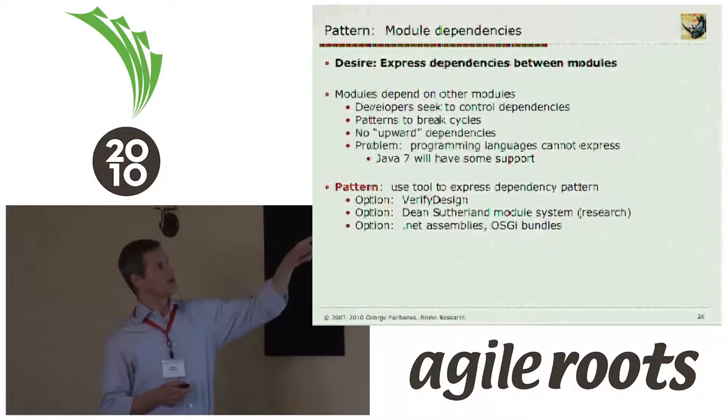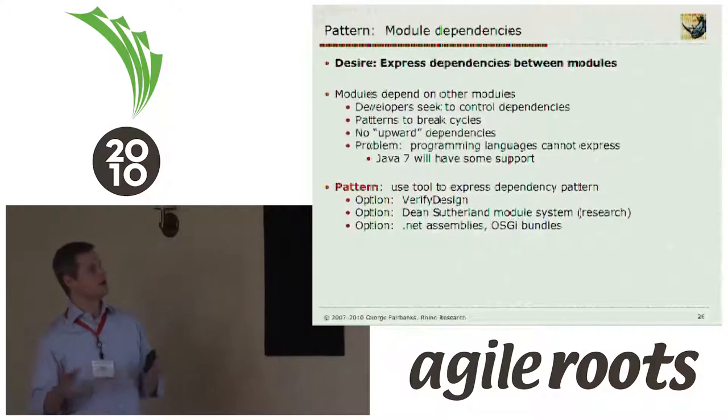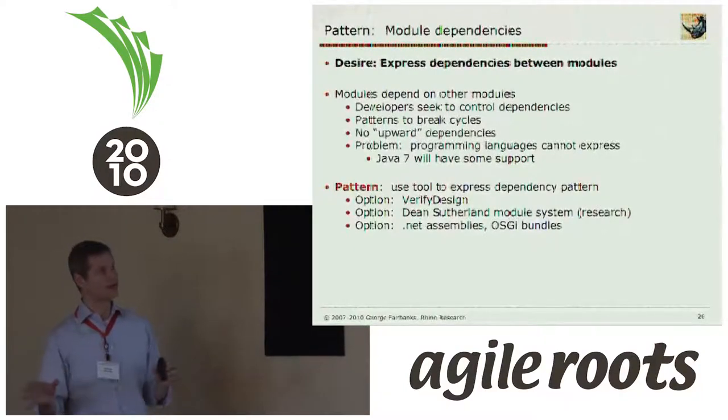So modules, of course, depend on other modules. And we try to control the dependencies between these things. We try to prevent cycles and so forth. We may have no upward dependencies as a restriction. And Java 7 is going to have more support, by the way, if it ever comes out.